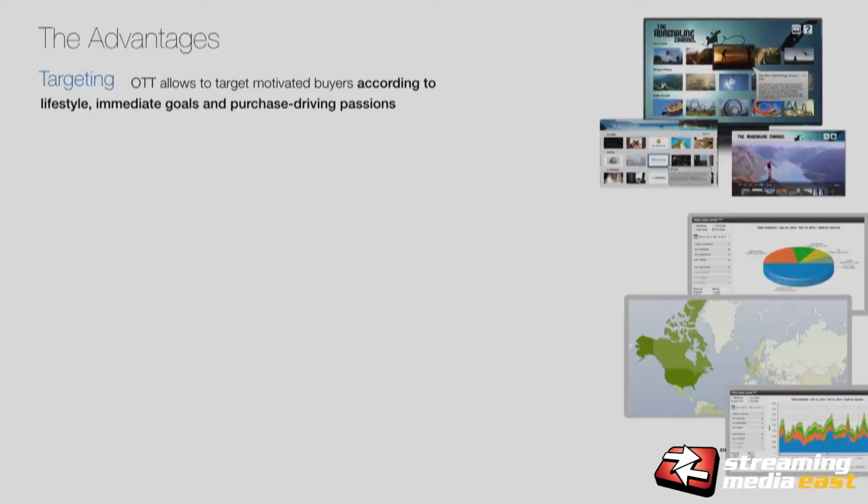Let's take a brief look at 4 advantages of OTT advertising over traditional television advertising. Number 1, targeting. OTT allows you to target motivated buyers according to lifestyle, immediate goals, and purchase-driving passions.